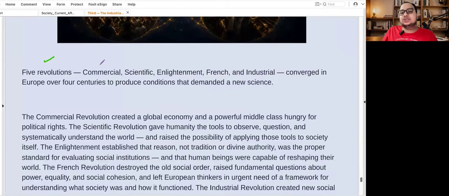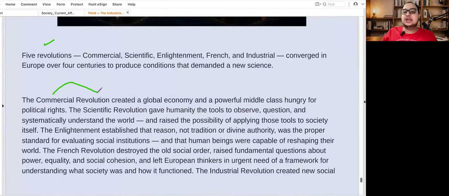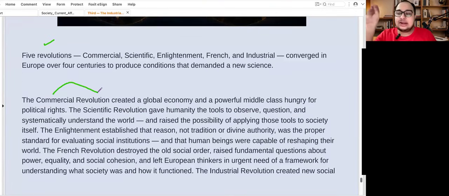There were the five revolutions: the commercial revolution, the scientific, the Enlightenment period, the French Revolution, and the Industrial Revolution. So the commercial revolution created a global economy. When the voyagers reached places like India or America, they found new trade routes. A powerful middle class hungry for political rights emerged.